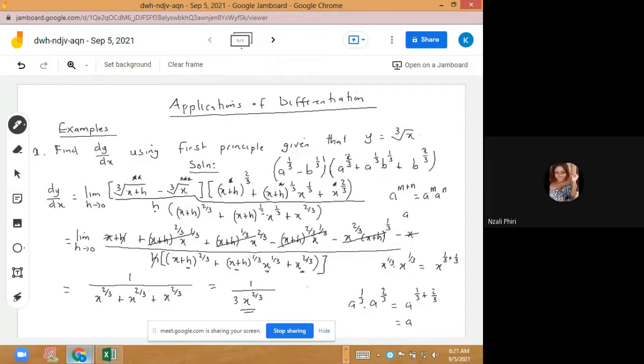Oh, okay, I've understood now. Sir, if you were just to use the power rule, they have told you to use first principle, but you just write the formula and go direct to the answer, sir. Is it?